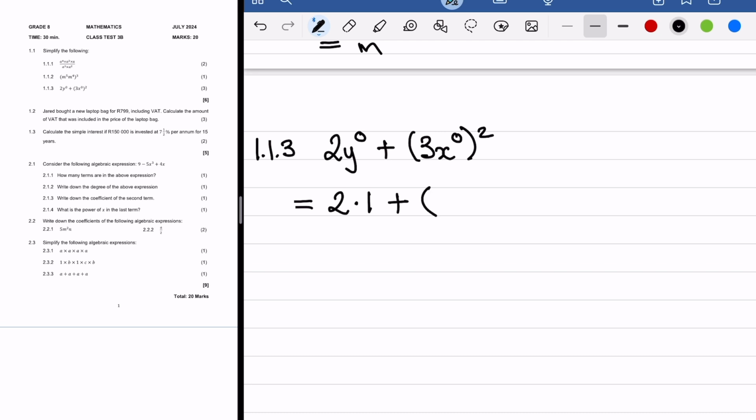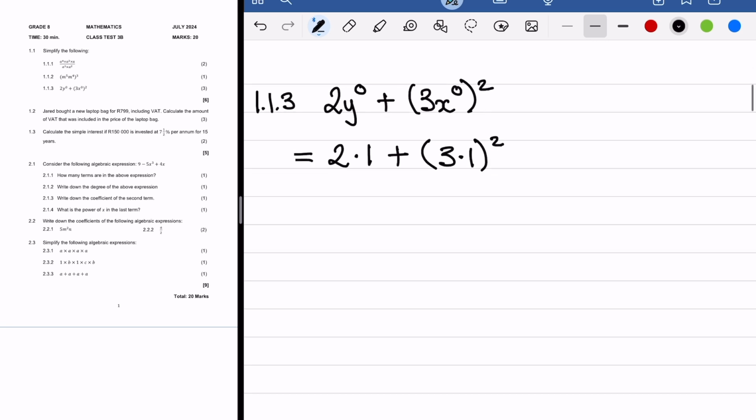Applying that same logic in the bracket here, we know that 3x to the power 0 is 3 times x to the power 0. And if x to the power 0 is equal to 1, then that means that this is simply just 3 times 1 raised to the power 2. So I need to look closely at what I'm seeing here so that I can determine what is actually being raised to the power 0, and that I then simplify properly.